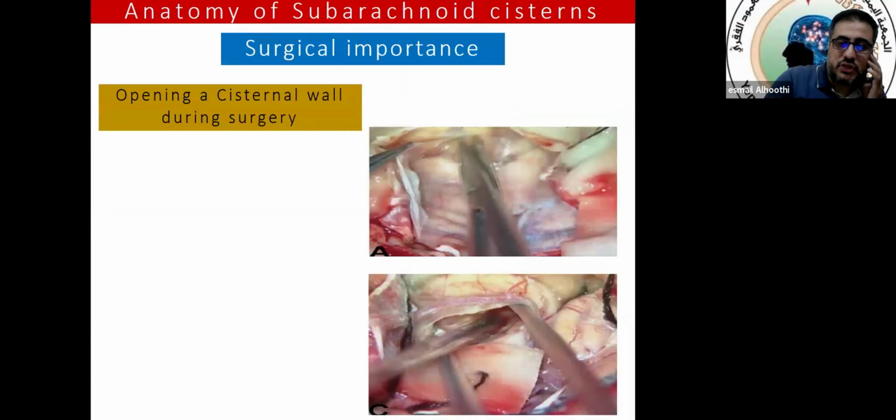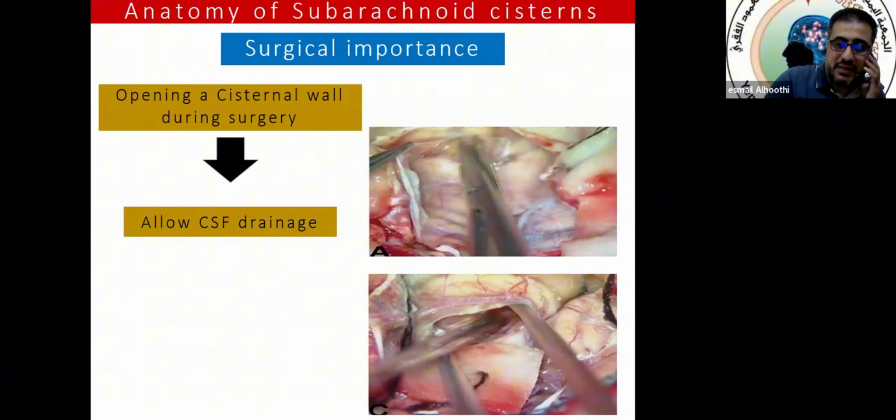that during operation, if we see a bulging or tension of the brain and increased intracranial pressure, just opening the cistern during surgery and allowing the CSF to drain outside will make the brain relax. It makes the surgical corridor and approach to the lesion or tumor usually easier than if we didn't open the cistern and relax the brain. So it's one of the methods to relax the brain to reach deep lesions.